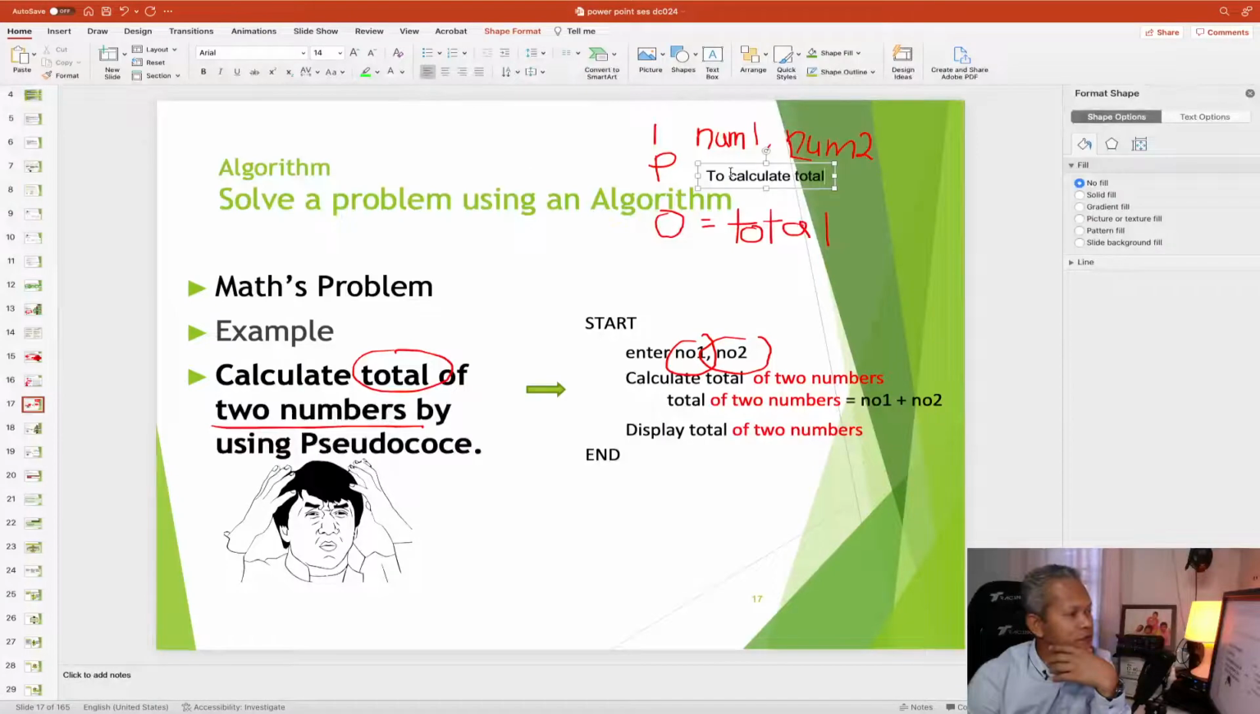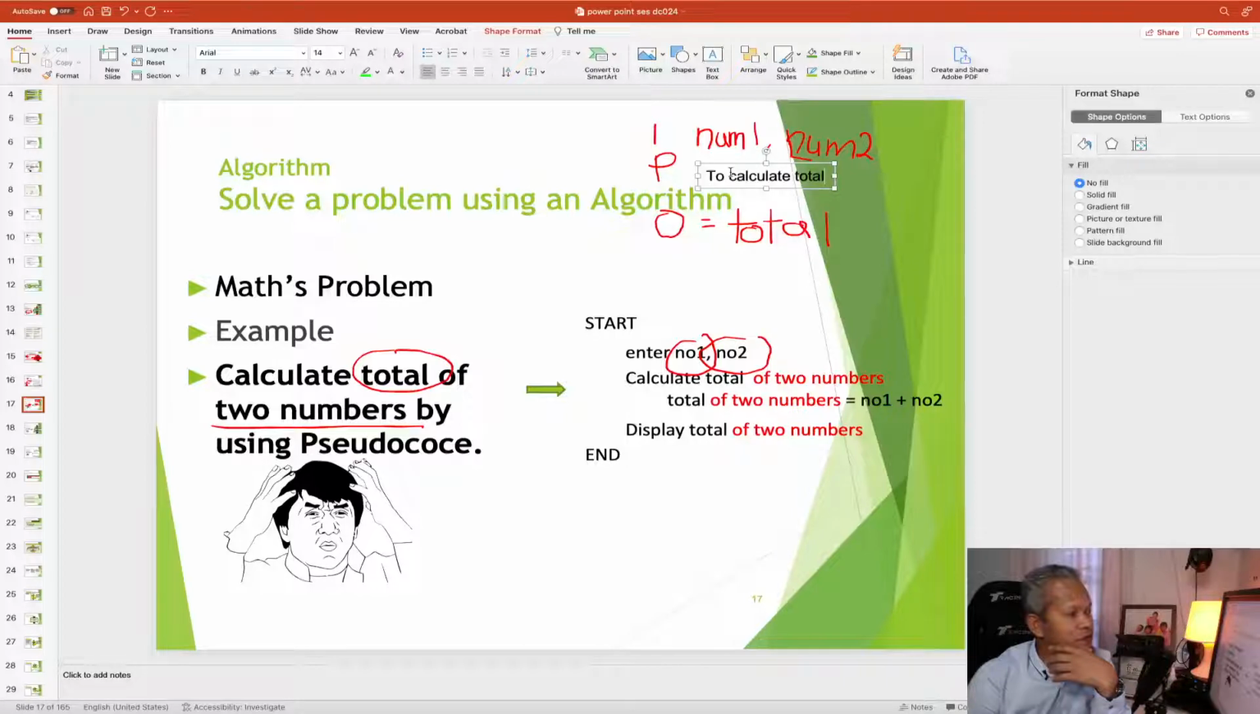Okay, based on number 1, number 2. Okay, that is problem analysis. We are using the IPO, using the simple language. But in the algorithm, you will use the formula. So you need to use formula in algorithm. In the algorithm, we are using the formula, but in problem analysis, we are not using the formula.